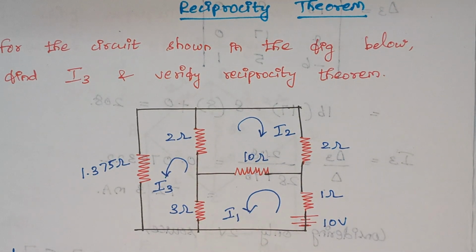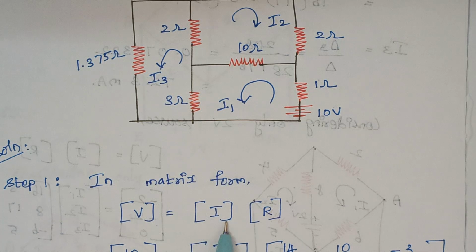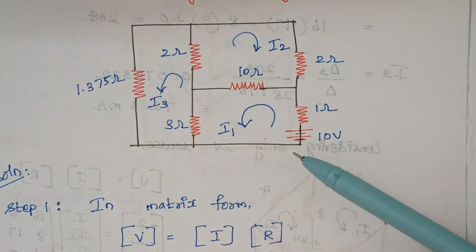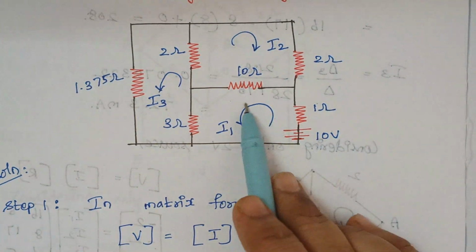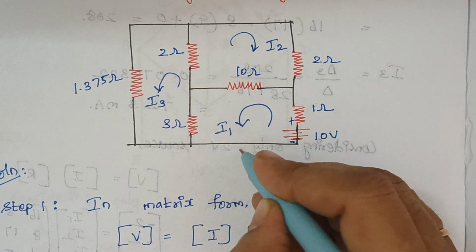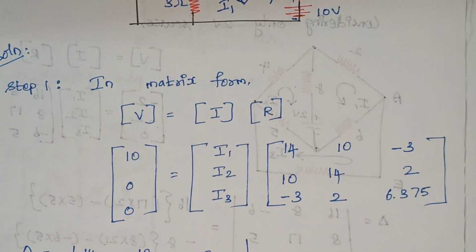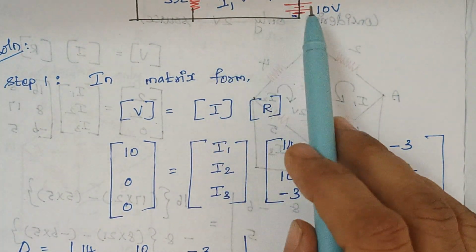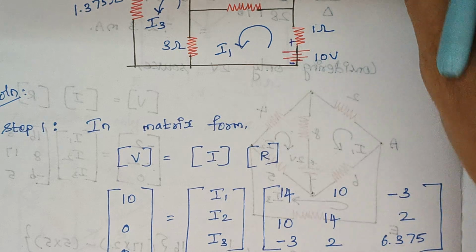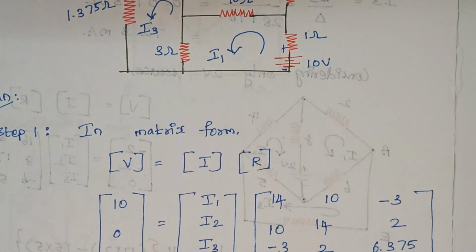First we frame the matrices. In matrix form, the general representation is V equals I into R. Considering the voltage, I have only one voltage source, and the direction of current in this loop flows from minus to plus, so the value is 10 volt. In loop 1 we have a voltage source and the current direction is from minus to plus, therefore it is plus 10 here. In loop 2 and loop 3 there are no voltage sources, therefore they are represented as 0.